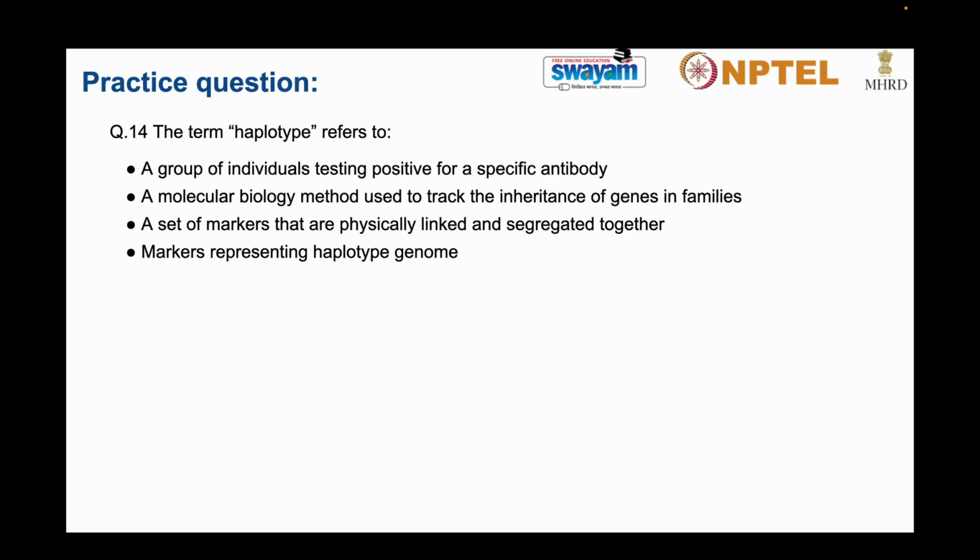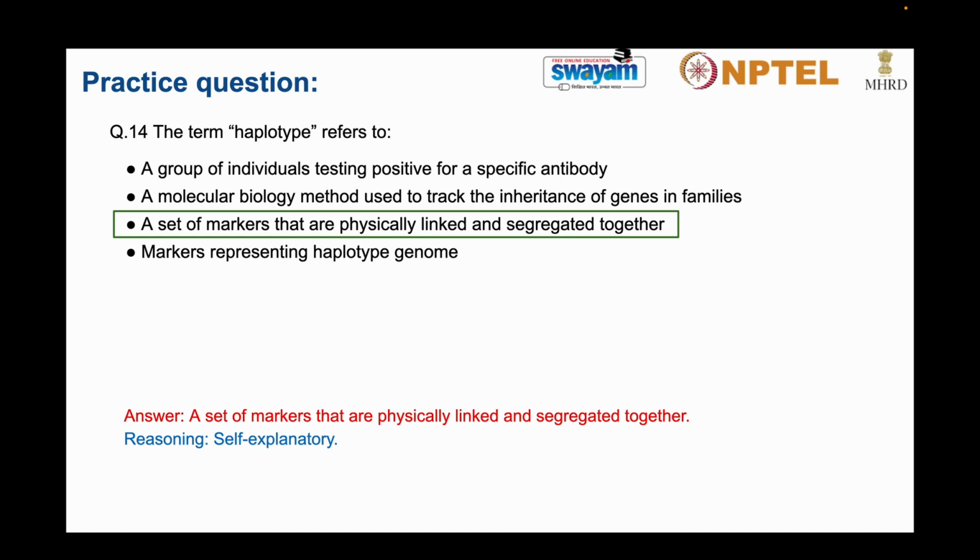Now let's move further. This question says the term haplotype refers to: option A, a group of individuals testing positive for a specific antibody; option B, a molecular biology method used to track the inheritance of genes in a family; option C, a set of markers that are physically linked and segregated together; option D, markers representing the haploid genome. So what is haplotype? We have already discussed this. Okay, few people have mentioned option C. Now let's see. Yes, option C is correct. Haplotype is the set of markers that are physically linked and segregated together.